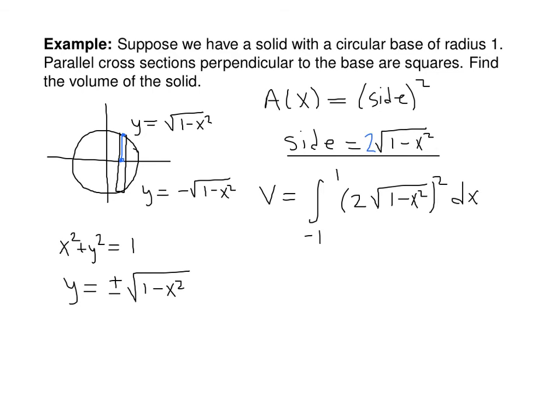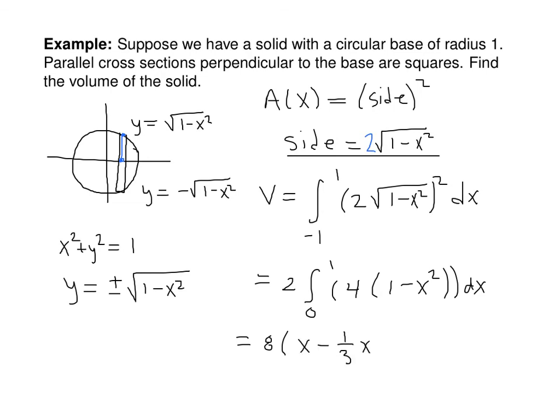Because we have an even function, we can find twice the integral from 0 to 1. And when I square everything, I end up with 4 times the quantity 1 minus x squared. That 4 can factor out of the integrand, giving us 8 times x minus 1/3 x cubed, evaluated from 0 to 1, which gives us 16 thirds.